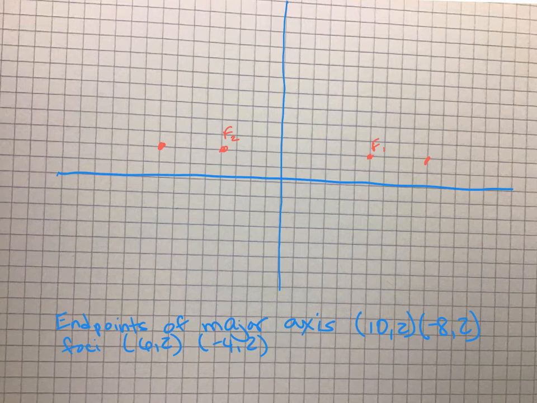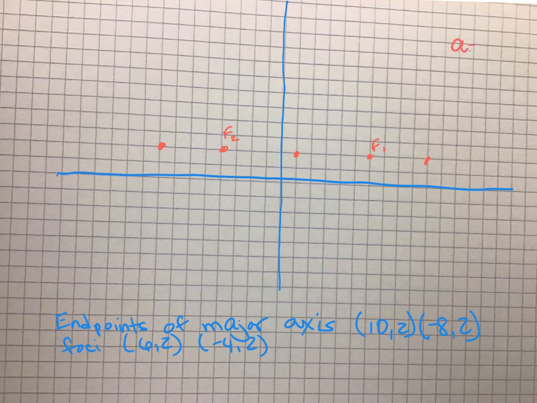So if I were to find the midpoint of 10, 2 and negative 8, 2, it would be 10 plus negative 8 is 2, divided by 2 is 1. So it would be 1, 2. It would be right here. Everybody see that, where this is the middle part? That's 5 away from the foci, okay? So now let's just start listing our numbers and see what we have.